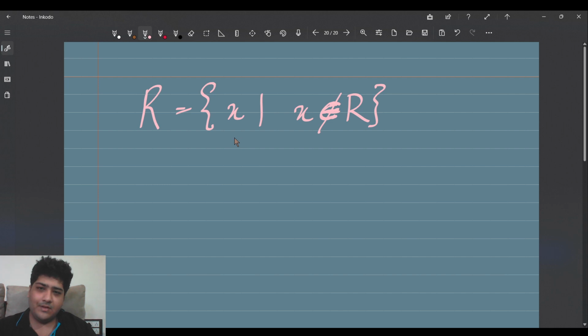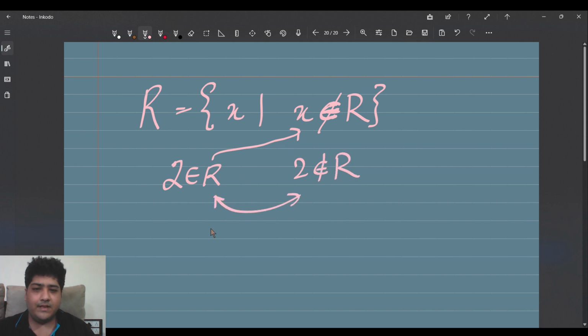So if I have given you x and I am asking you to put it in the set if it does not belong to the set, that's a contradictory statement. That's a paradoxical statement, right? Which means that if I say that 2 belongs to R, then 2 has to follow this property by the definition of the set. Because 2 belongs to R, it has to follow that property. But this property would imply 2 does not belong to R, and this would be a contradictory statement. These both being true together would contradict each other.